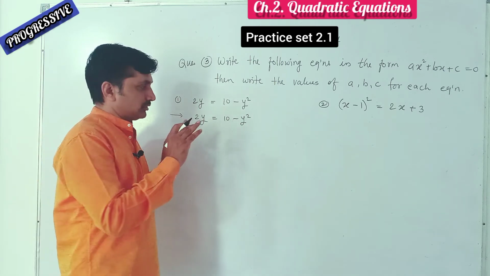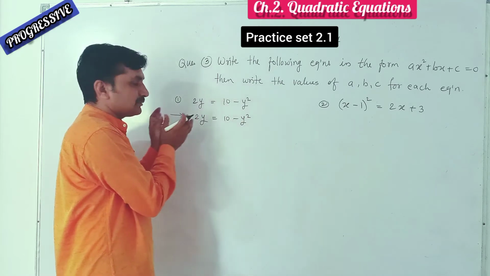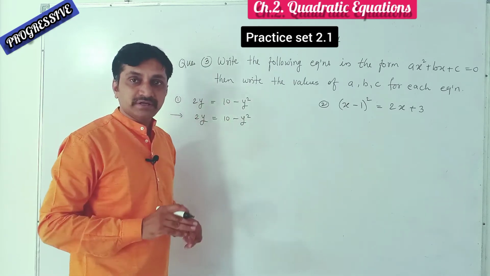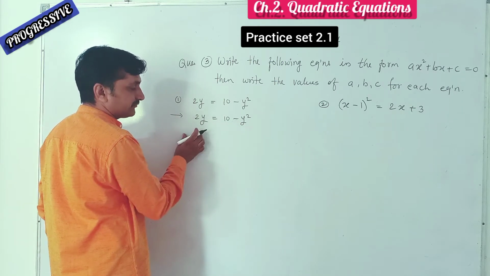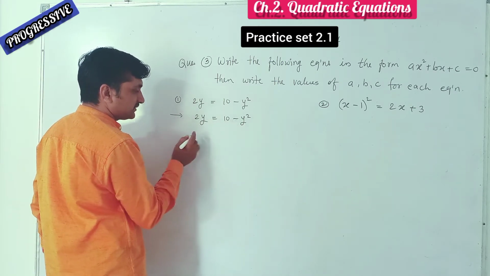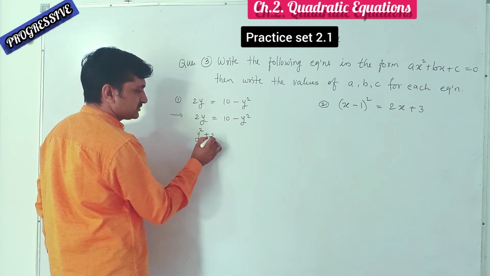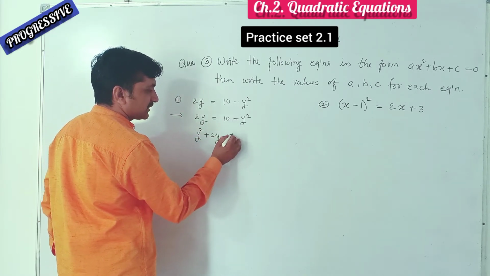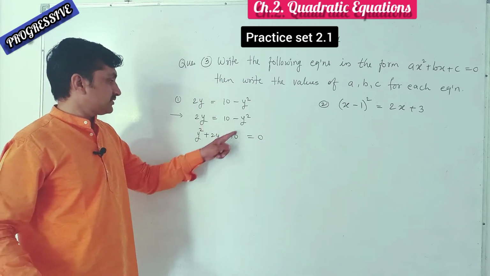Okay, if any term or some terms are on the right side, you bring them to the left and it is equal to 0 on the right side. Now here are two terms on the right side, transfer them to the left, then it is equal to 0. Here minus y square will be plus y square. Then I write this plus 2y as it is in standard form, and this minus 10 is equal to 0. See here, it is now standard form.